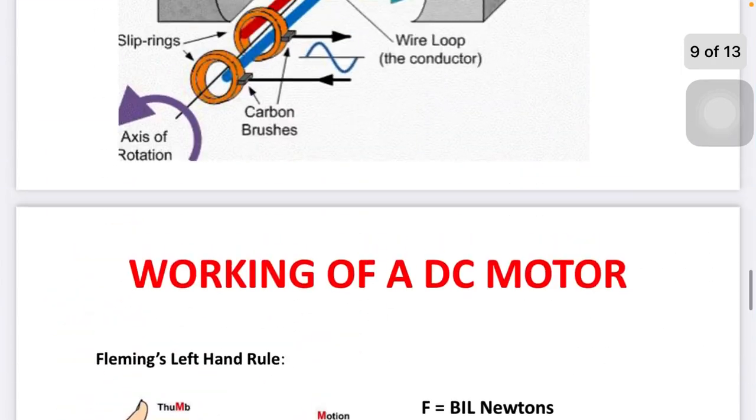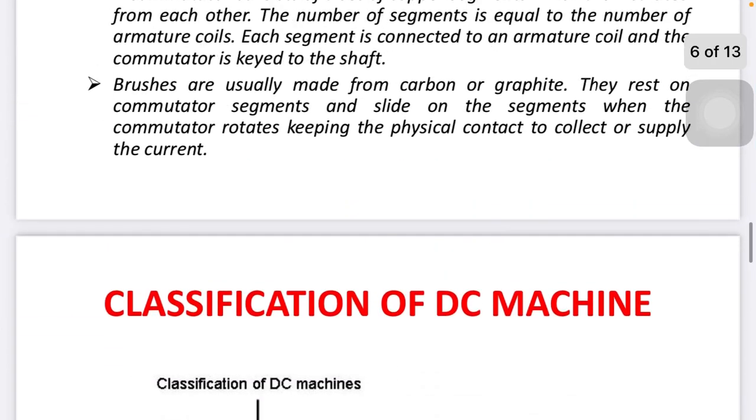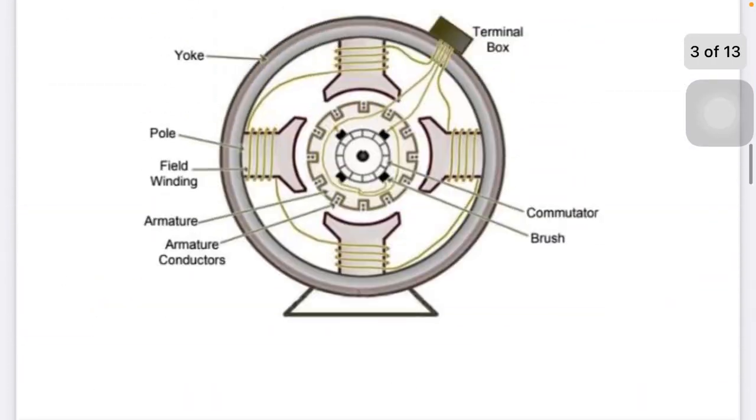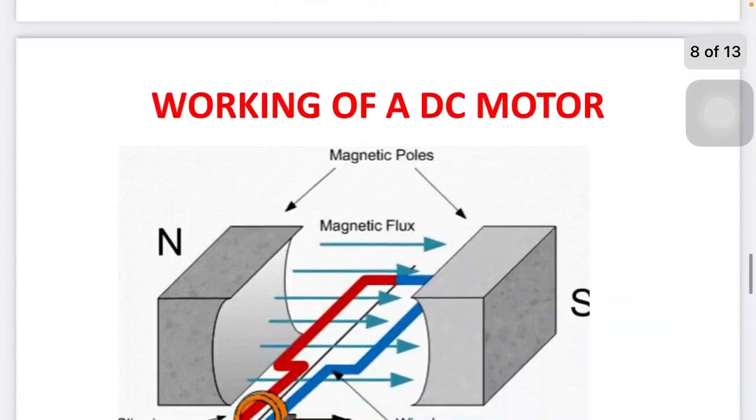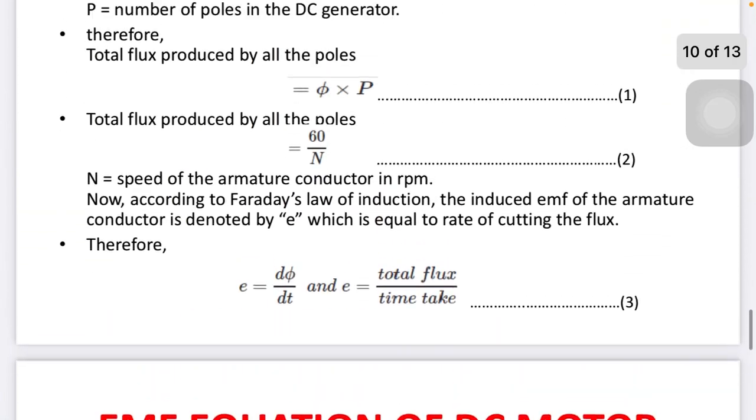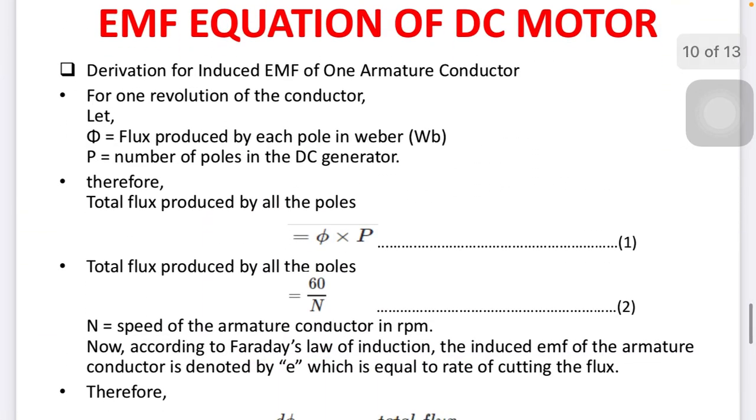In a DC motor, what is the EMF? When the supply is given to it, some EMF will be generated. How it is generated and what the equations are, we will discuss. So first of all, for deriving the EMF equation, let's consider phi, the flux per pole, whose unit is Weber, and P is the number of poles in the DC generator.